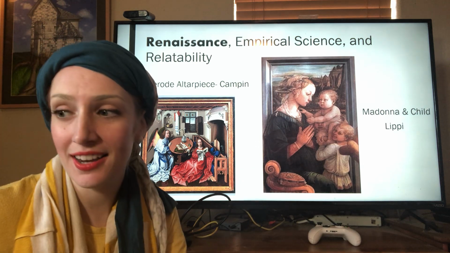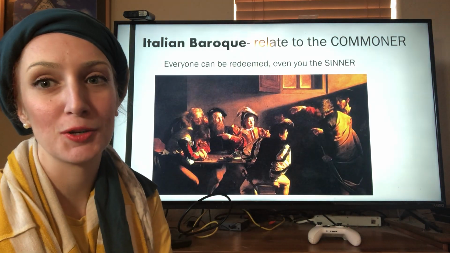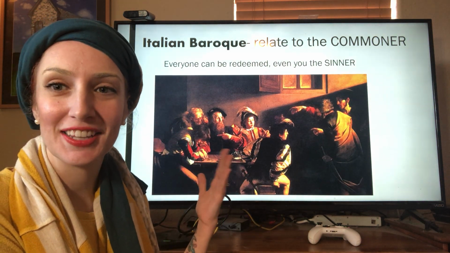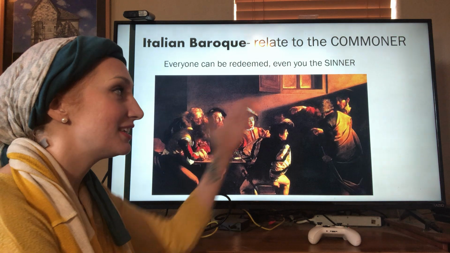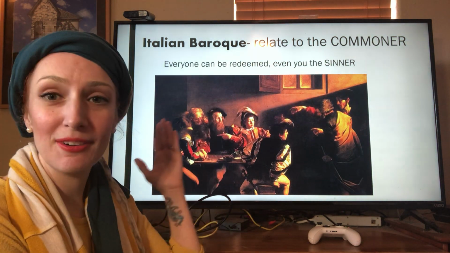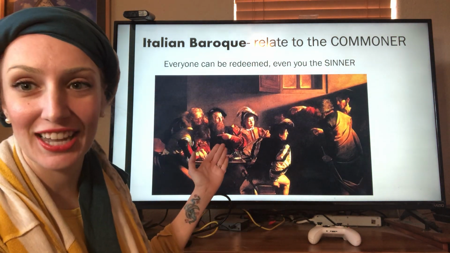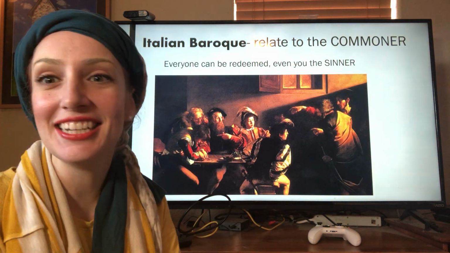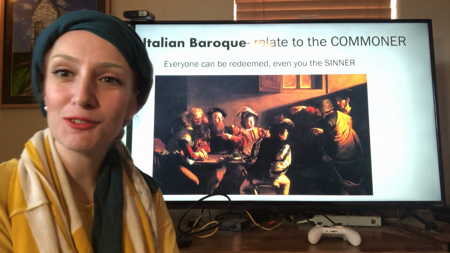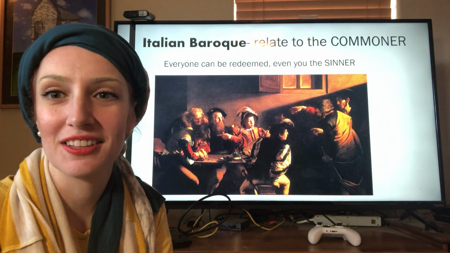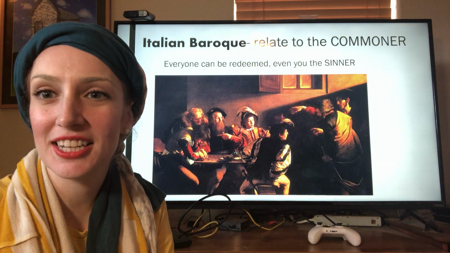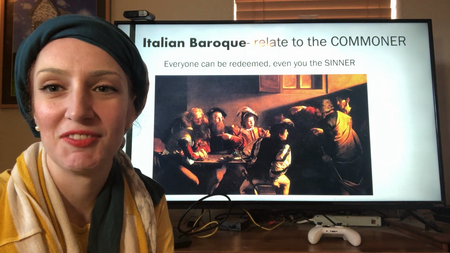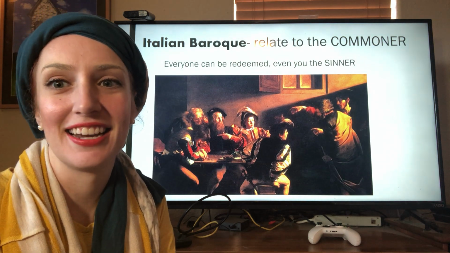We see that change when we go to the Italian Baroque period. This is meant to relate to the commoner, to relate to the average sinner. So we see Jesus, hey, that's regular, but now he's in a bar amongst tax collectors, and they're wearing regular tax collector clothing, doing seedy tax collector things. And this was meant to relate to the commoner, to relate to everyone. The conversation about that is everyone can be redeemed. Everyone can be a part of this conversation, not just high-end society.